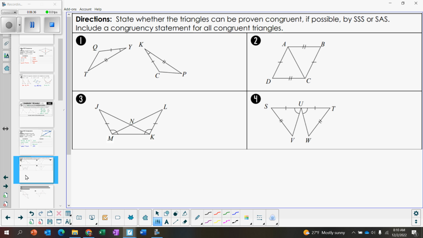So we're going to look at all four of these problems. We're going to determine, is it possible to say that they are congruent either by SSS or SAS? If they are, we're going to write a congruency statement.